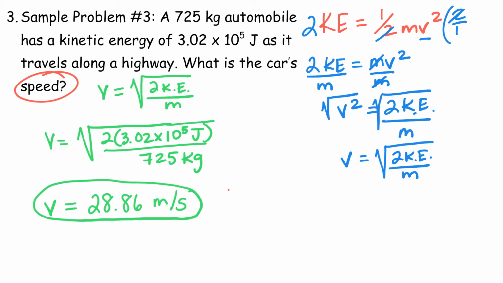So when I plug the value for the kinetic energy and the mass into the calculator, I get 28.86 meters per second.